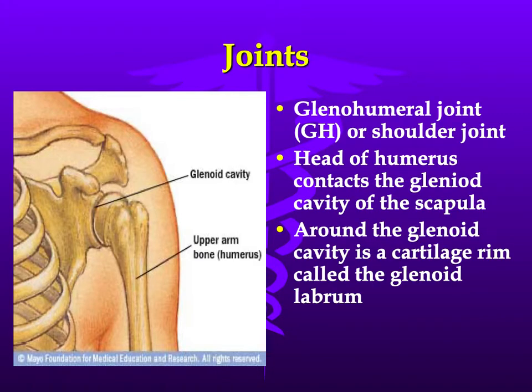Around the glenoid cavity is a cartilage rim called the glenoid labrum. The reason why I bring that up is I'm not going to talk about labrum tears that much in this presentation, but you may hear about somebody tearing their labrum in their shoulder. That typically happens when we dislocate our shoulder, which we'll talk about a little bit later.